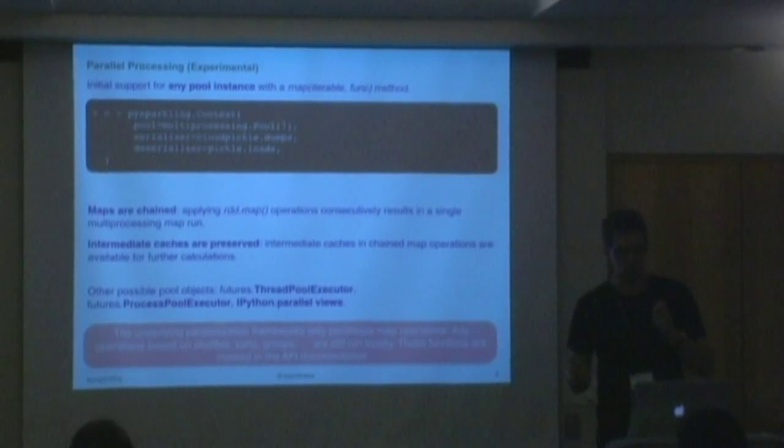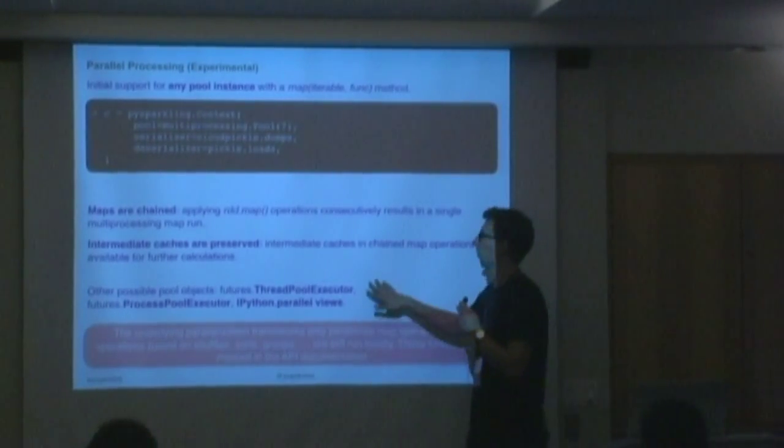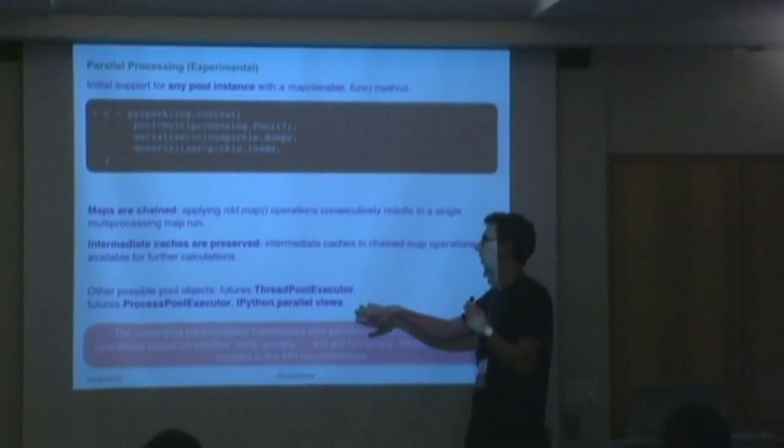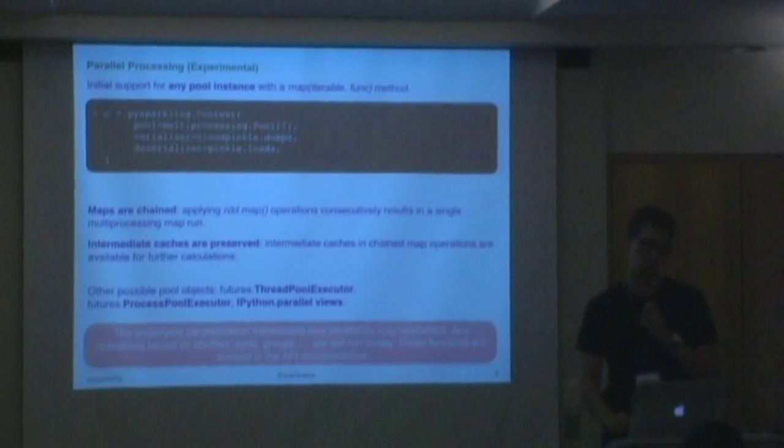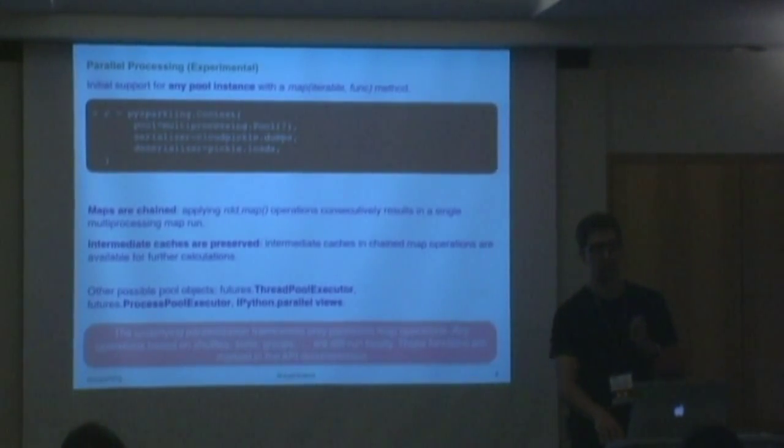There are other pool objects that I played around with, like the new futures thread pool executor, or even an IPython cluster. IPython cluster has a view object that also has a map method, so you can actually distribute it across a small cluster. One caveat here, and that's why it's still very different from the actual Spark, is that the only thing these underlying parallel processing systems parallelize is map functions.